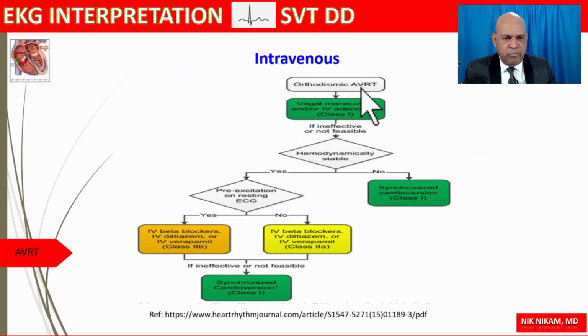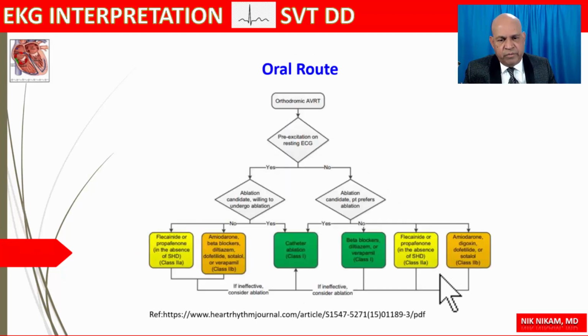For the orthodromic AVRT, we can use vagal maneuvers, and since it's going through the AV nodal connections, we can use adenosine. If the patient is hemodynamically stable, we can use the drugs which I talked about, the ABCD drugs, either intravenously, or we can also try synchronized cardioversion. If the patient is unstable, then obviously we go for synchronized cardioversion.